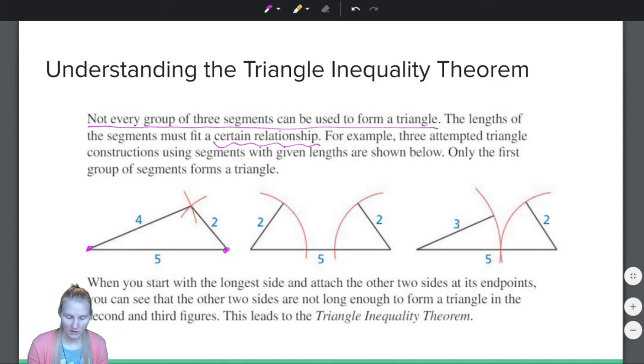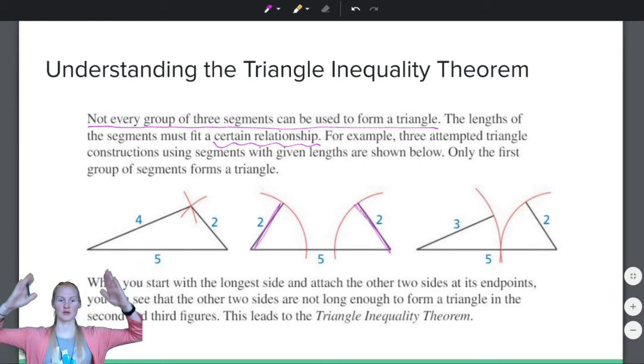If I look at the middle example here, I have a side length of 5, and then I have 2 and 2. And no matter how I swing this side, that's what this red arc means here, no matter where the end of the segment falls on this red arc, it's not going to connect with the other side. So this red arc is where the end of this segment could be, and notice that neither of these segments are going to meet each other. They're going to miss each other.